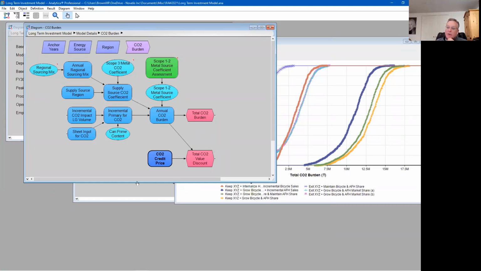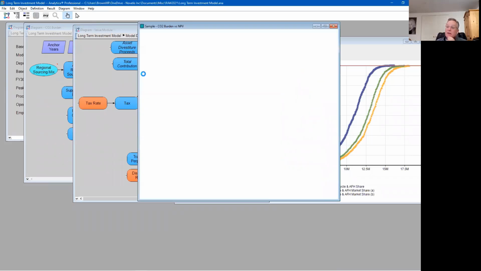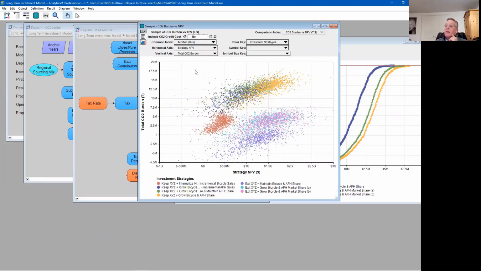So then the next thing we might want to think about would be, if I look at the overall CO2 burden compared to that net present value, I can look at that as a scatter plot. So Analytica gives you this ability to produce scatter plots. But again, as we look at this, you can see that maybe the yellow strategy, which produces the highest net present value, also appears to produce the highest CO2 contribution. We probably would not want to automatically pursue that strategy because, again, it's the one that gives us the highest CO2. So we might think about coming down the line.